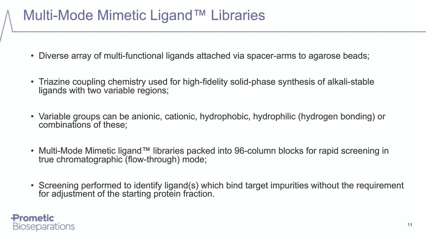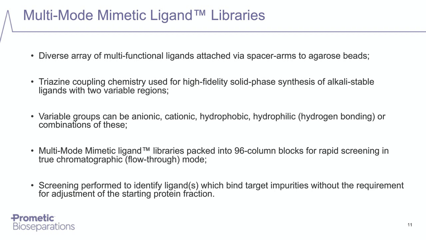These blocks are microcolumns, so each one is 250 microliters. So it's 96 discrete columns in a single block, which is in the standard 8 by 12 array that is commonly used for screening and for assays. They are true packed columns, so they have a top frit and a bottom frit, and they can be run in a chromatographic flow-through mode. So these aren't batch adsorption plates. These are true miniature chromatography columns that can be operated in a true flow-through mode.